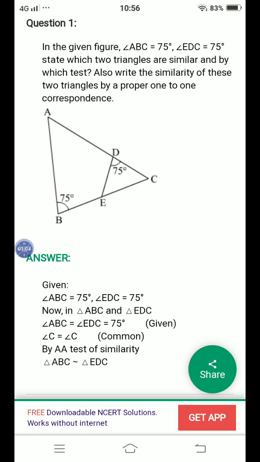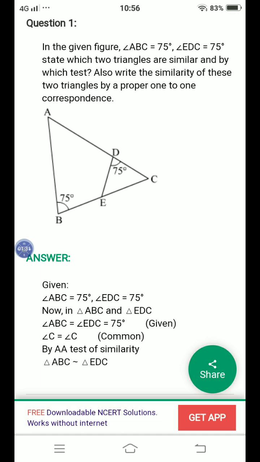So on that basis, on your screen there is one question given. In that question, what is given? Angle ABC, and one figure is given related to that question. Angle ABC is equal to 75 degrees, angle ADC is equal to 75 degrees. State which two triangles are similar and by which test. And a figure is given.